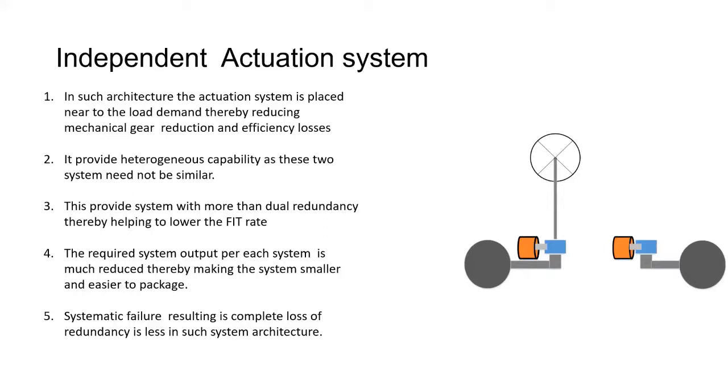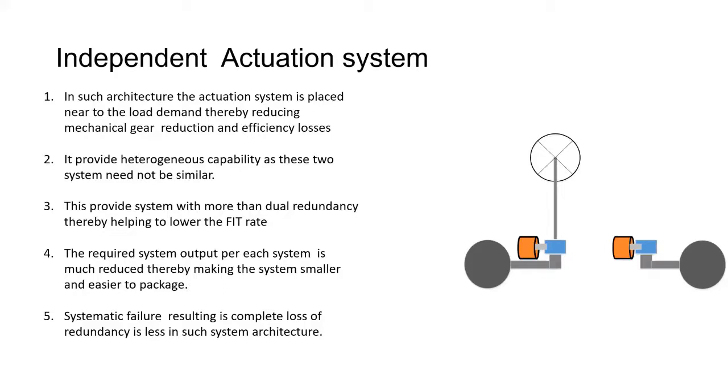It provides heterogeneous capability. Heterogeneous means you have two different systems, which are totally independent, developed in a different way. So systemic failures are not there. This provides systems with more than dual redundancy, thereby helping lower the failure rate. It provides more than dual redundancy because you can have four wheels, you can have four systems. So you can have triple failures and still the system will work, right? Dual failures and the system will still work.